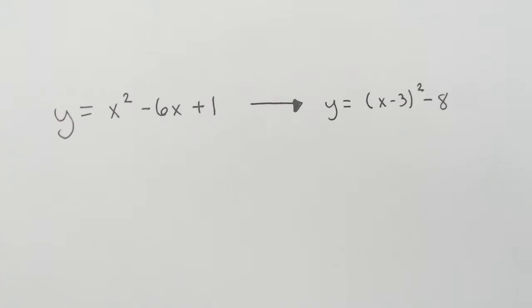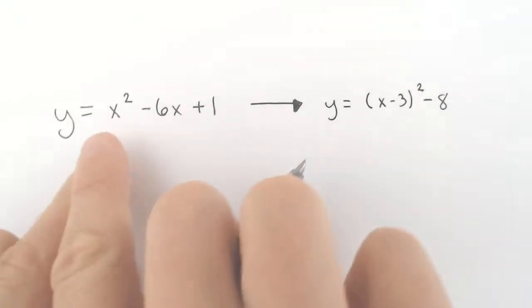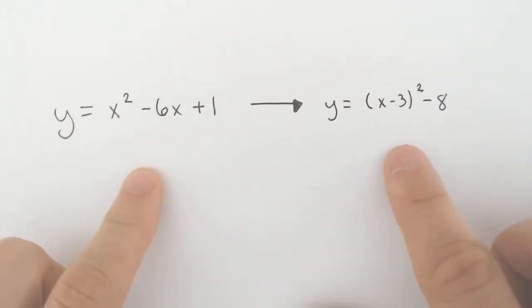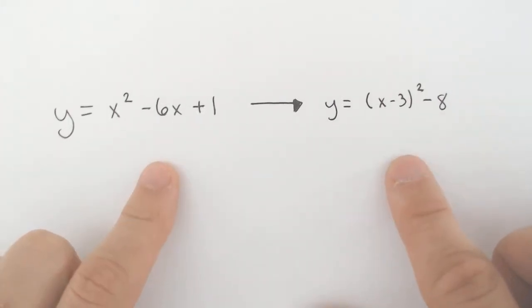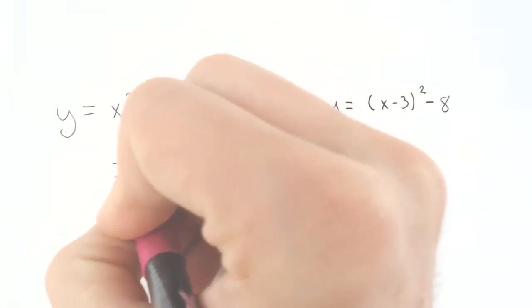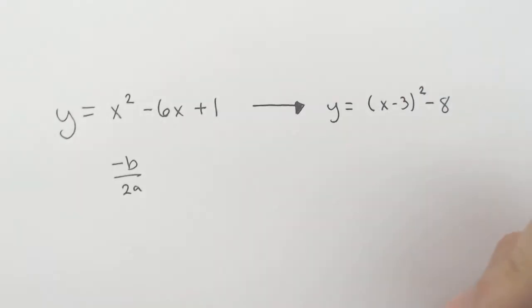Today we are going to be taking a quadratic in standard form and turning it into vertex form. So let's get into it. There are two ways to do this. The first way is by using your negative b over 2a formula, because if you need to put something into vertex form, what better way to do it than to find the vertex?